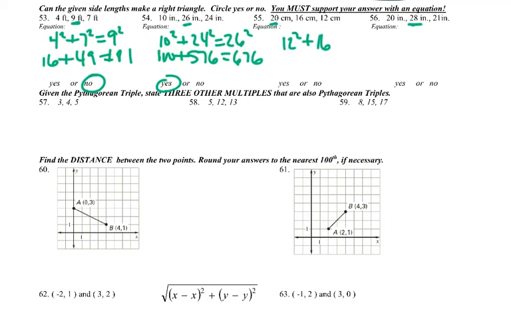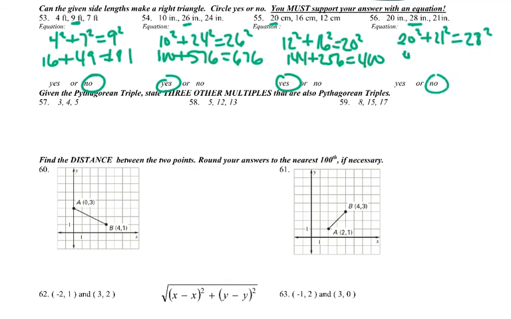Does 12 squared plus 16 squared equal 20 squared? That one works too. 144 plus 256, that is 400. Does 20 squared plus 21 squared equal 28 squared? That one doesn't work. This is 400 and 441, and that's 841, not 784.